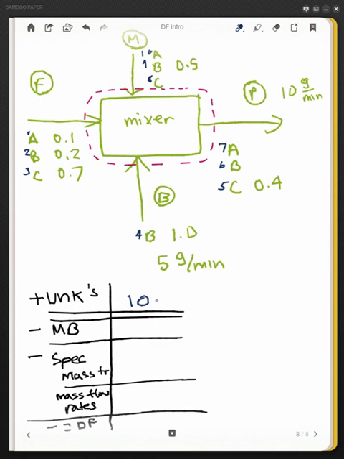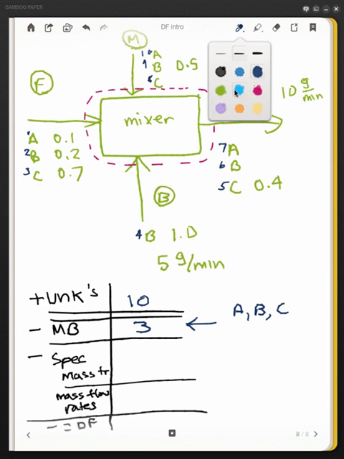Okay, the number of mass balance equations we can write is equal to the number of species. So A, B, and C. We just have 3 species, so we can write 3 independent mass balance equations for this problem. Okay, let's see how many different mass fractions we have that are independent. Well, we have 1 right here. 2 is 0.5 B in stream N. That's a second independent piece of information.